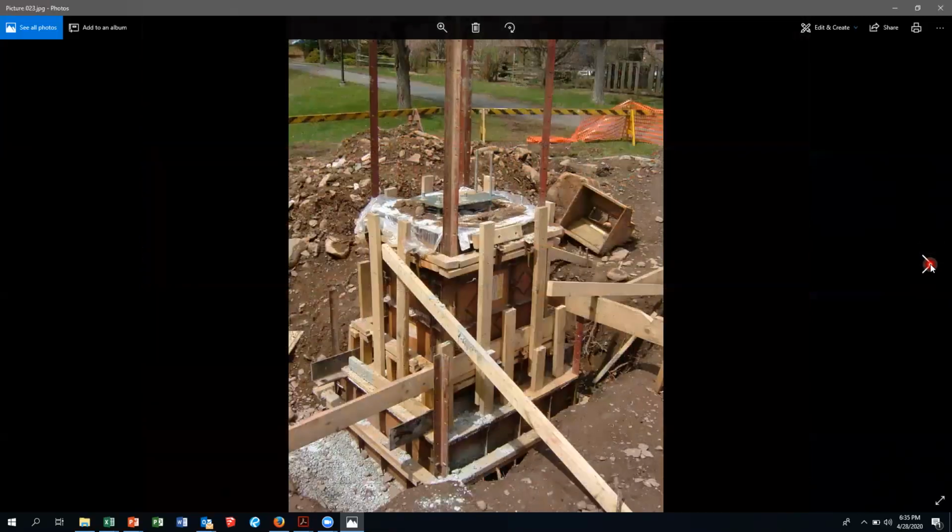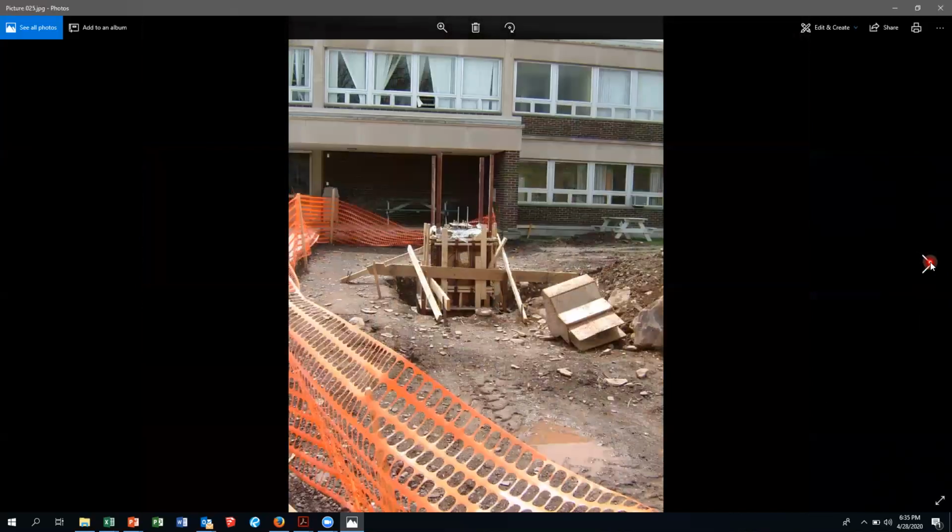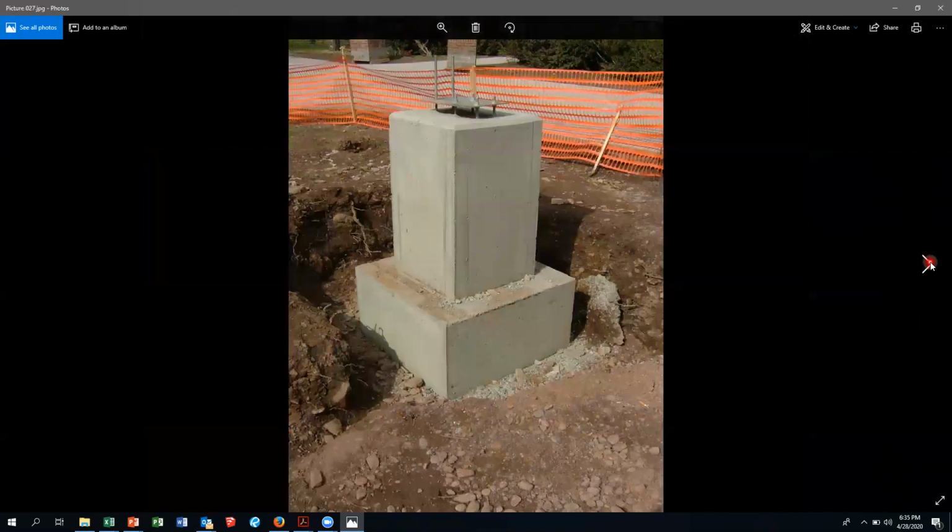The heavy civil students built that, poured it monolithically, so we actually poured the column footing with the column pier all at the same time. That's what it looked like before backfill. Just one big old chunk of concrete.